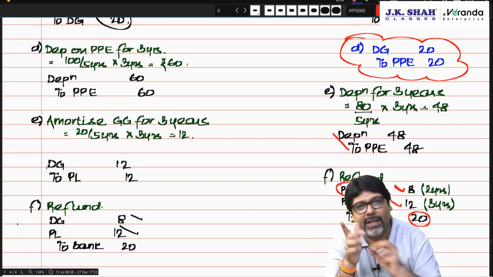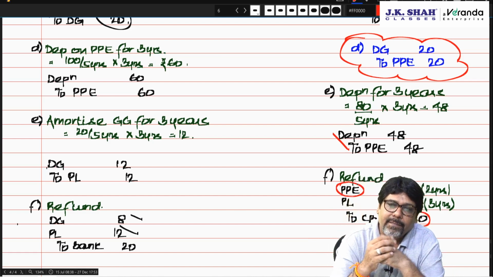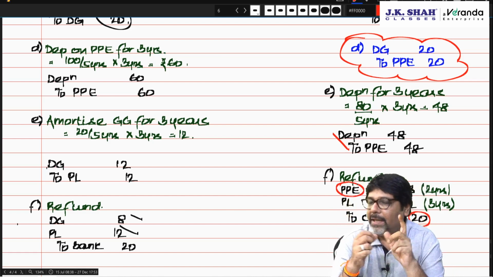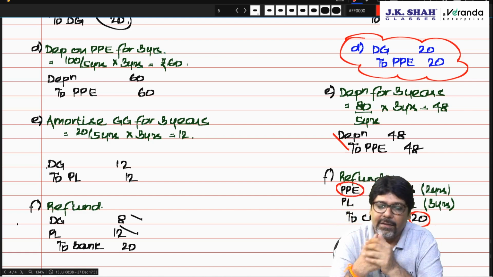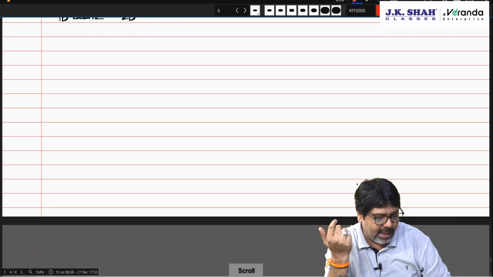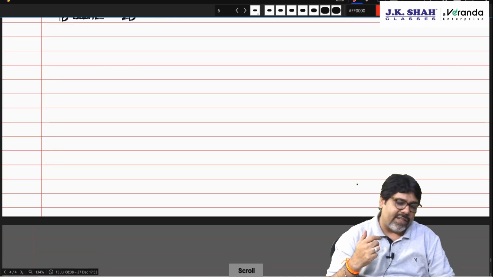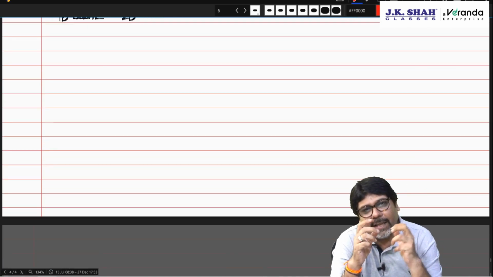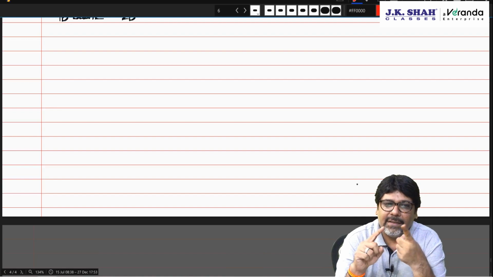Correct? So 20 you are refunding. How much you have amortized? Sir, amortized is 12 rupees. That will come in PL. How much is unamortized? That is 8. Where is that 8? PPE. So PPE debit 8. Am I clear, chartered? Yes or no? Yes.